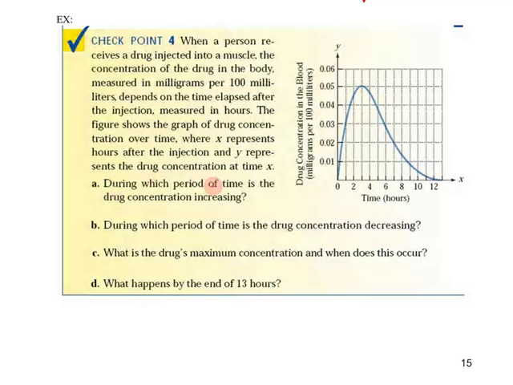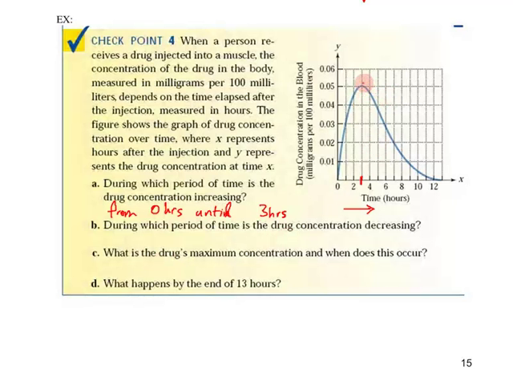During which period of time is the drug concentration increasing? So as we go from left to right, when is it going up? When is the drug level increasing? Notice as I go from left to right, starting at 0, it increases until I hit time equals 3, right? So from 0 hours until 3 hours, it's increasing.